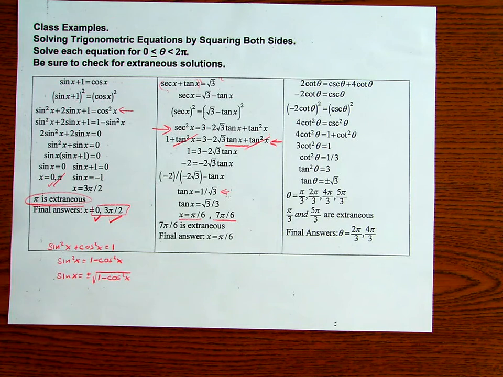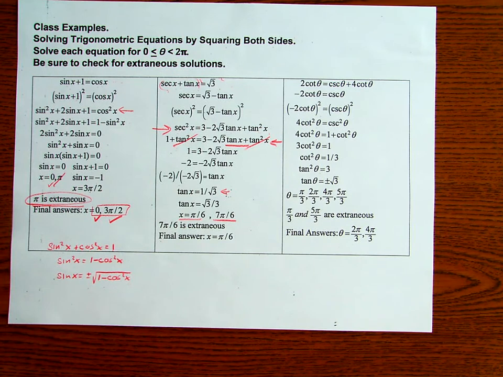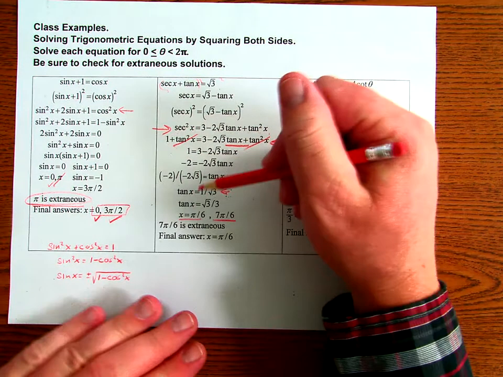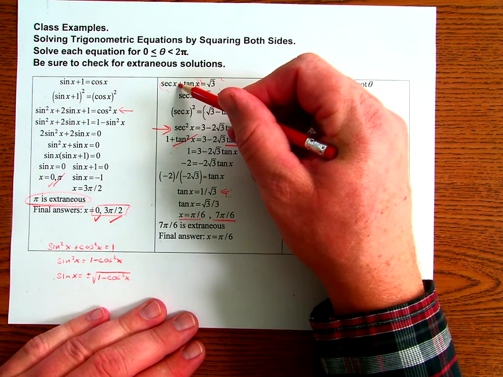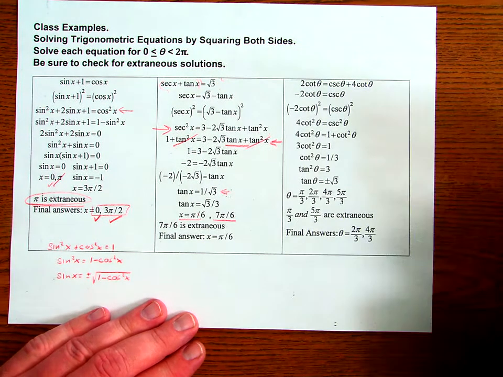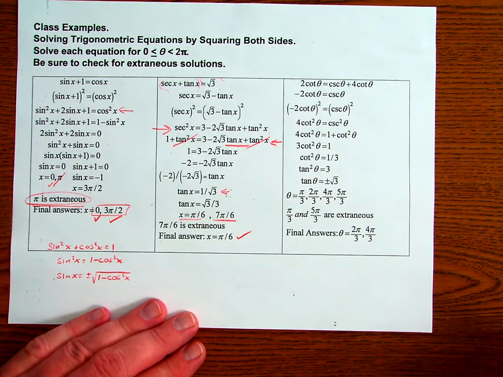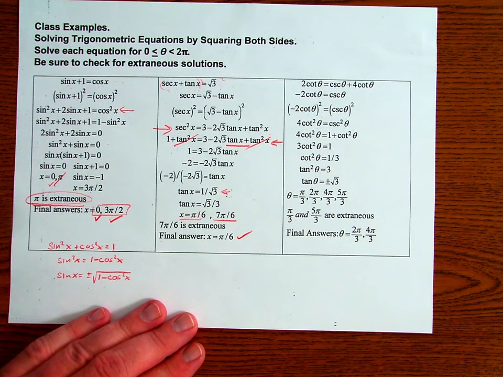When you are doing equations that involve squaring both sides, there's a high risk of extraneous solutions, so you need to check to see what works and what doesn't. I already went through in the previous example how to do the check. I'm not going to do that again in the interest of time. Plug the pi over 6 into the original. Does it work? Yes or no? Plug 7 pi over 6 into the original. Does it work, yes or no? Identify what's extraneous and what's not. It turns out that pi over 6 is a keeper, the 7 pi over 6 is extraneous.